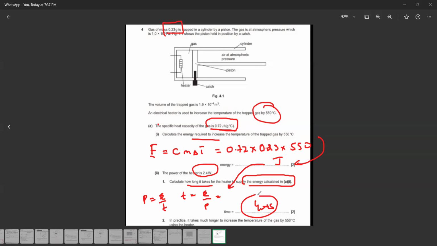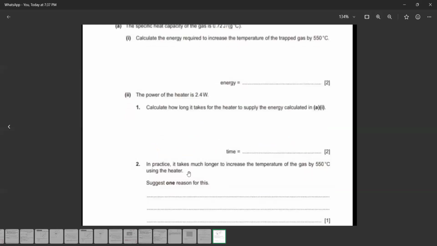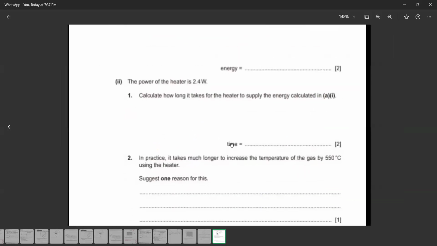Because when we are supplying energy, not all of the energy is used by the gas. Some of the energy is absorbed by the container, like the vessel. Some of the energy is lost to the surroundings. The wires are also losing energy, the electrical circuit might. So in practice, it takes a longer time.